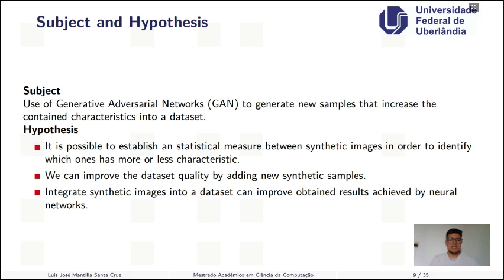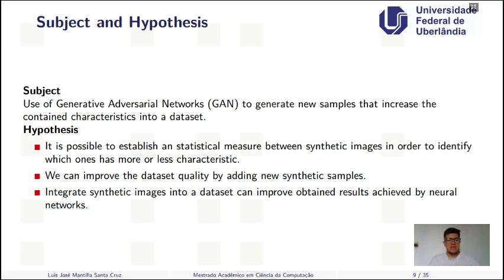Subject and hypothesis. The subject is the use of generative adversarial networks to generate new samples that increase the characteristics contained in the dataset. Basically, we want to get a good dataset with enough characteristics to get better patterns in the neural network architecture.